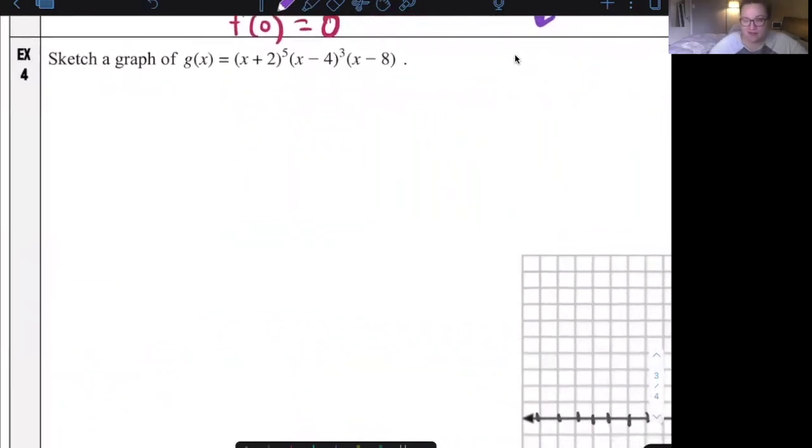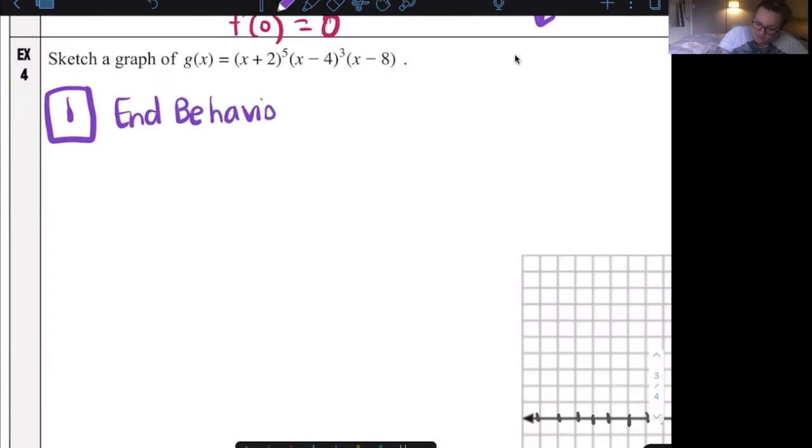All right, so now let's sketch the graph of g of x equals (x plus 2) to the 5th times (x minus 4) to the 3rd times (x minus 8). So the first thing you're going to identify is your end behavior. So you need to identify, will the leading term end up being positive or negative? What will the degree be when you end up multiplying this whole thing out? Go ahead and determine the end behavior on your own. Press pause and then press play when you're ready to check your answer.